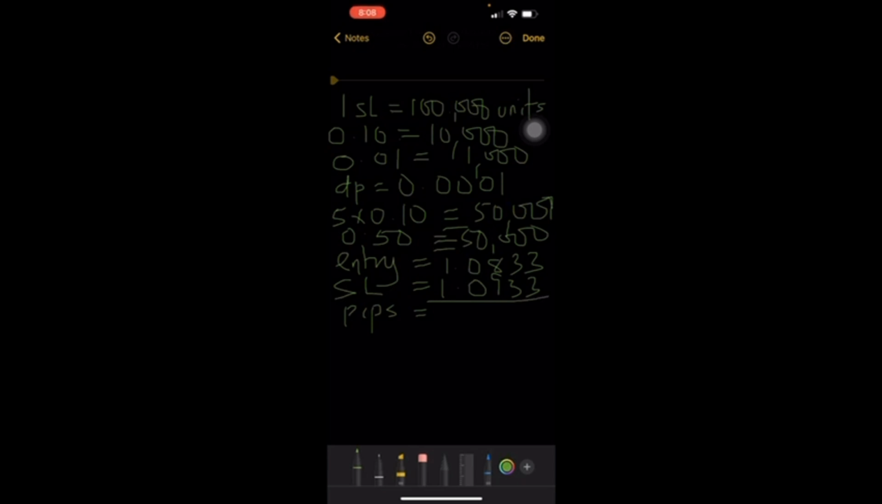That means our total number of pips becomes the difference between these two, just like I explained. So 933 minus 833 is going to be 100. So we're risking 100 pips on this trade, right?